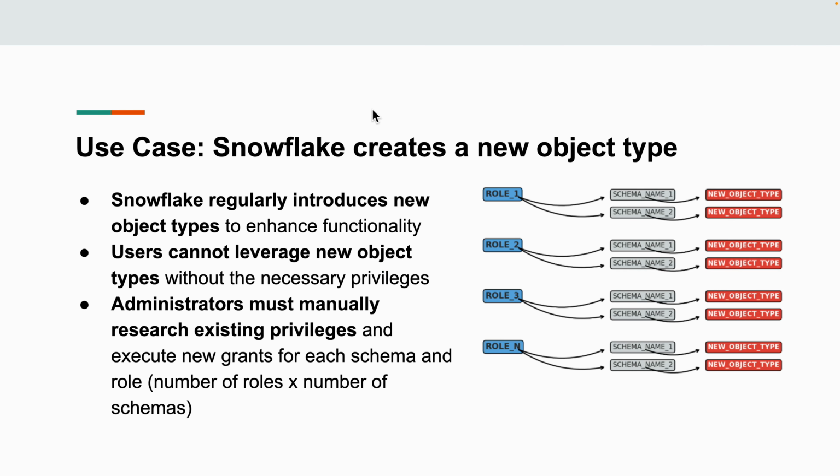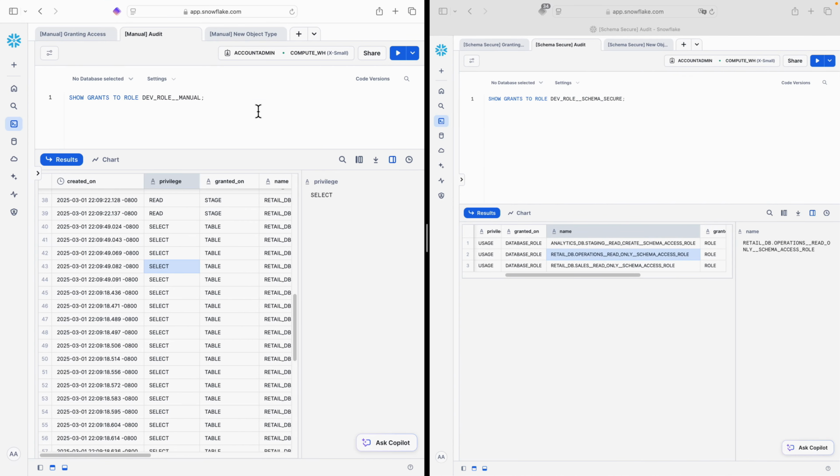Our last use case, Snowflake releasing a new object type. This happens on a regular basis as Snowflake introduces new features for things like AI and ML. One recent example is the introduction of iceberg tables. Manually, an administrator would need to do a lot of research of existing privileges and then generate and execute potentially thousands of grants so that every role could use the new object type for every schema that they had access to. But until this access is done, the users can't use these new object types, so they're left without being able to take advantage of these new features.